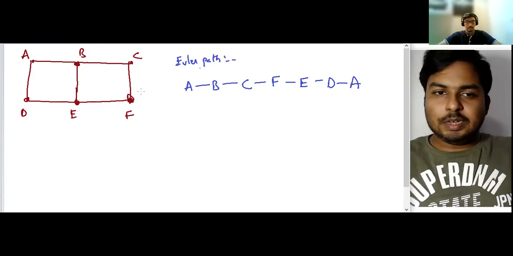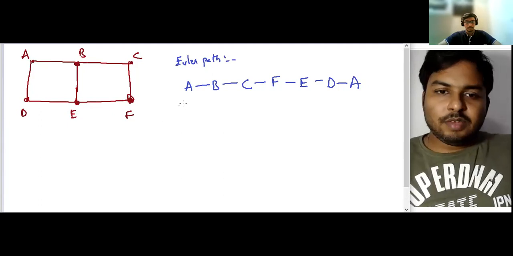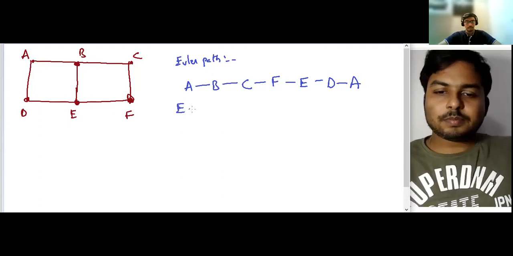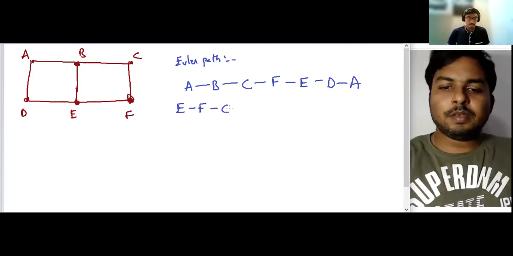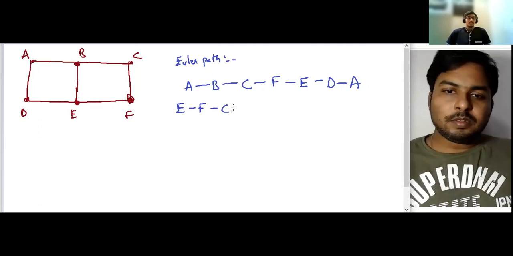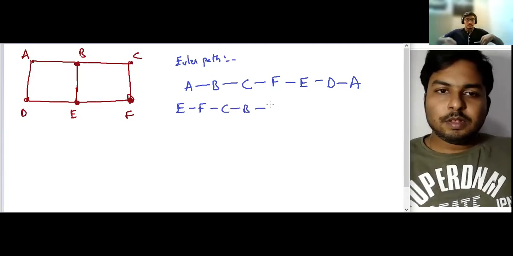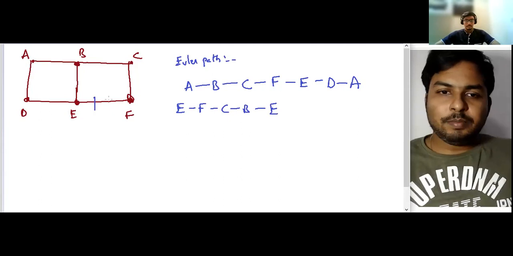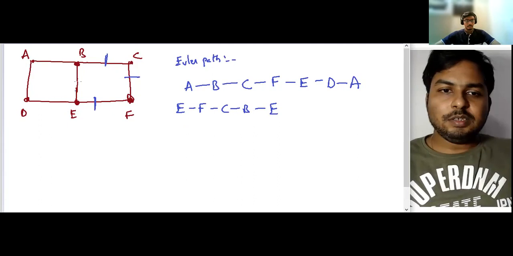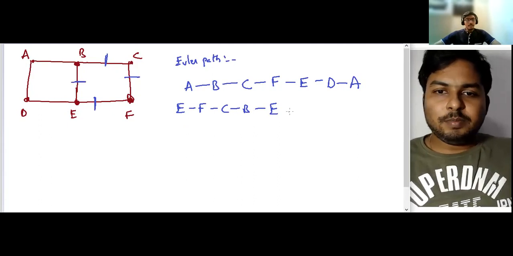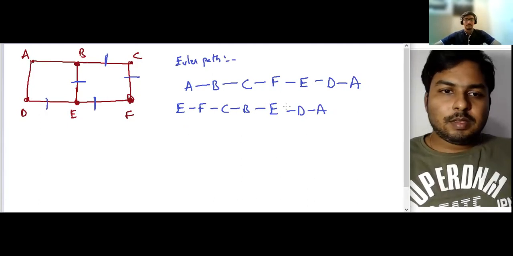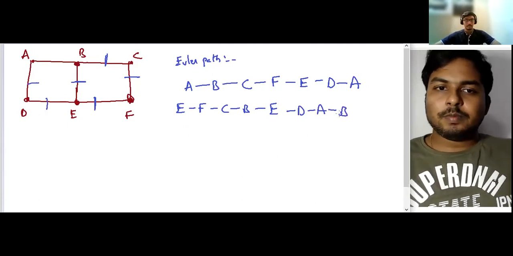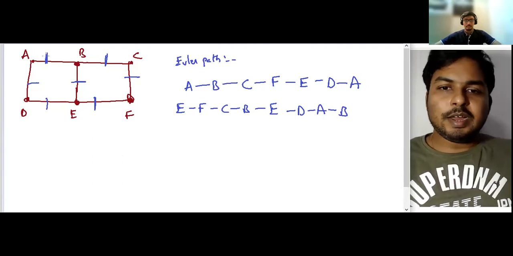Suppose instead of starting from A, I start from E. I can go from E to F, from F to C, from C to B. From B to E, I can come. Then from E to F, F to C, C to B, B to A, A to E. From E, I'll go to D, from D to A, then again I'm going to B. Am I now able to cover all the edges?